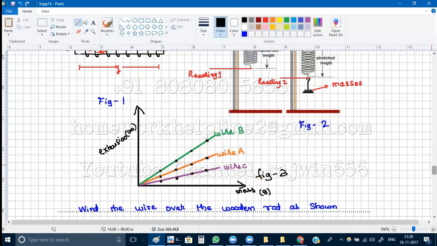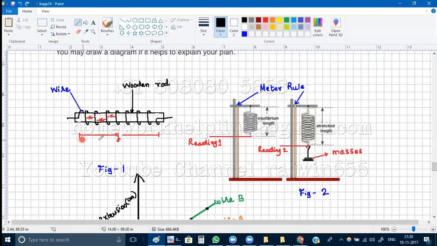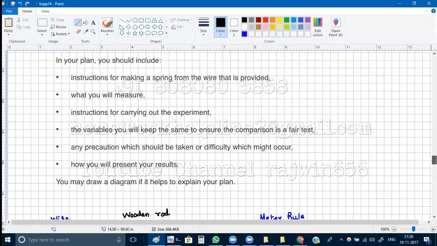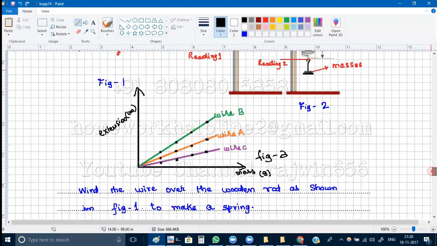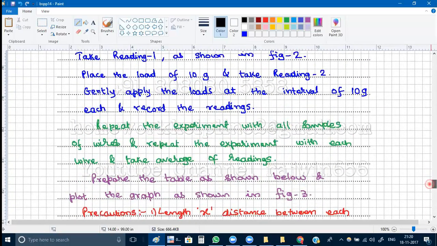What are the precautions that are necessary to carry out these experiments? The length x, that is the distance between each turn of the spring, should be same. The total number of turns also should be same. And the total length of the spring through which we are winding this wire, that is this distance y, this distance also must remain same. This is the experiment that I have explained you. You can just note this down. If you have any questions, you can ask me.